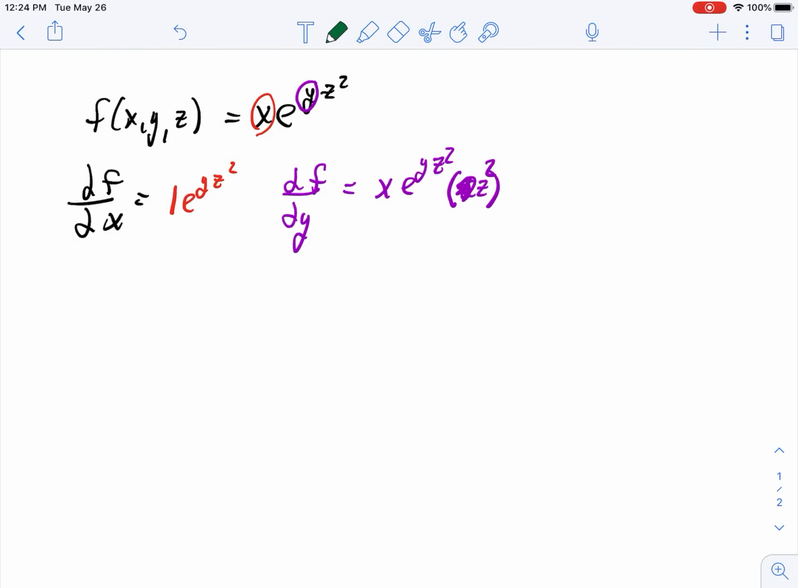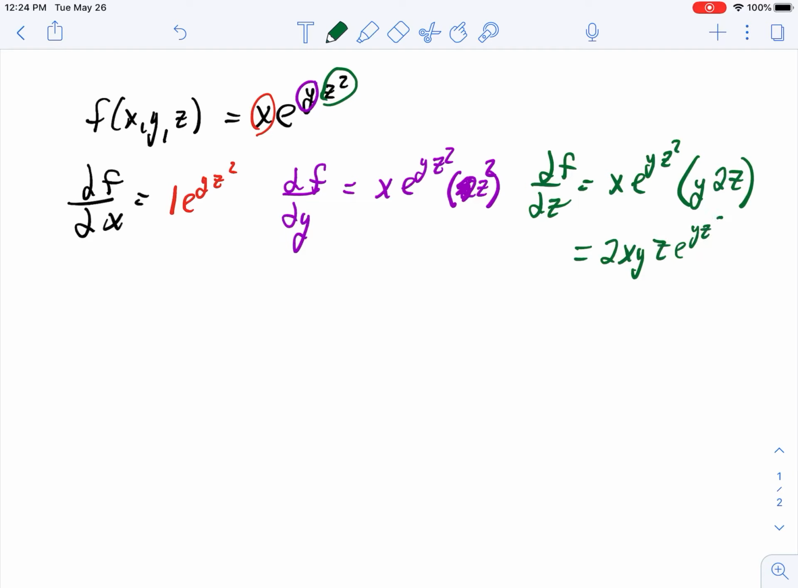Okay, now let's do green here. So now do it in terms of z. The partial derivative of f with respect to z, and we have x e^(y z squared). Now we have our y, and now we have our 2z, like so. Okay, so let me come back and clean that one up. We have 2xyz e^(y z squared). And let's come back to this one here. This would be x z squared e^(y z squared).